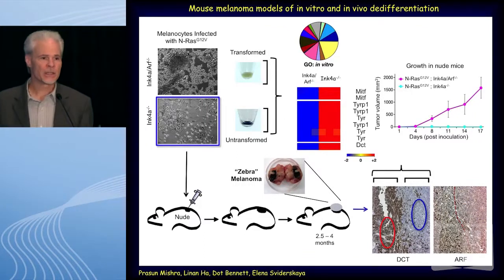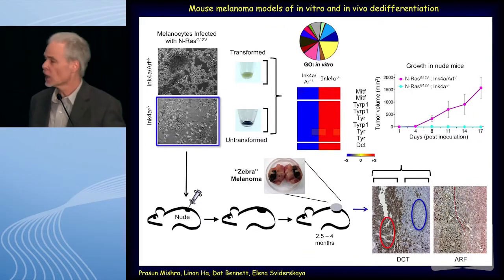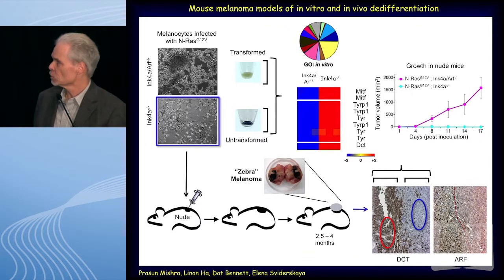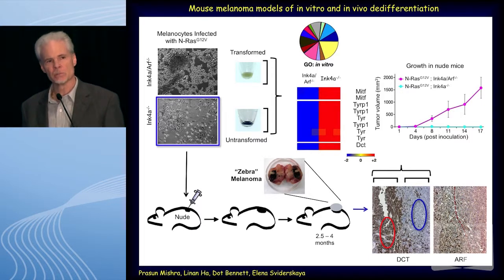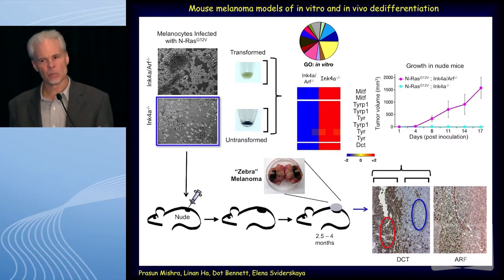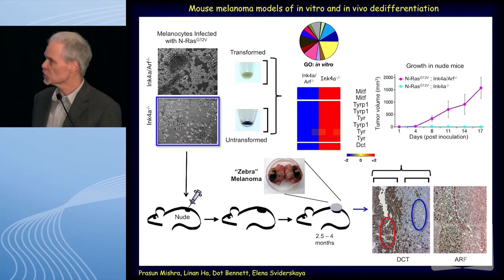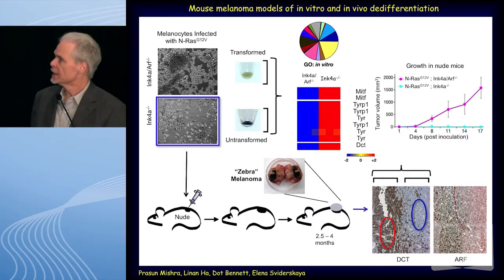So I have to explain the system, and this is the most complicated slide. I'm just going to go through it a little bit more slowly. The model here was a cell-based system, and the nice thing about genetically engineered mice is you can take the cells from the mice and use them, and so you can make them anything you want and then isolate them from the animals. So we did this in collaboration with Dot Bennett, and the two types of melanocytes we isolated were those that were deficient in both INK4A and ARF, so the entire CDKN2A locus, or just P16, okay?